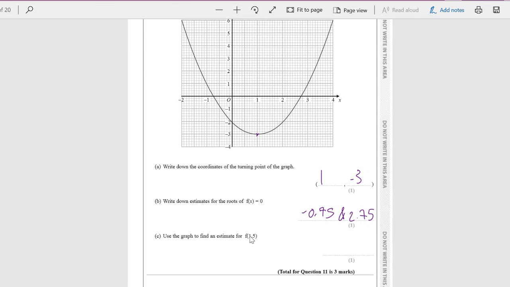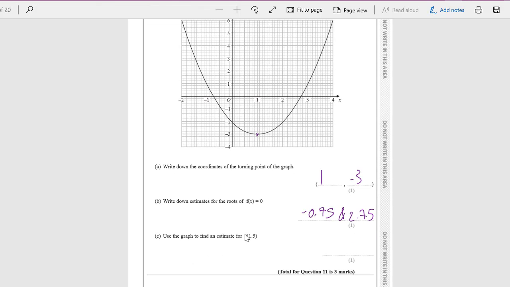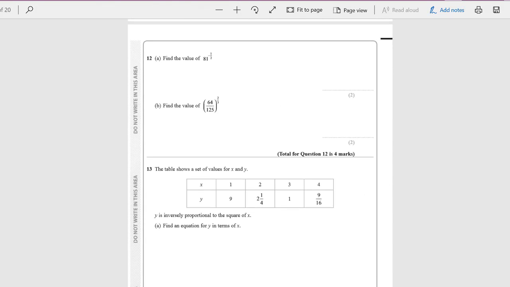So work out an estimate for f(1.5). So x is 1.5. So if we come here, so 1, 2, 3, 4, 5, and then we scroll down, and then we go across, then we'll see that we have minus 2.8. So the next question is, find the value of 81 to the power of minus a half.